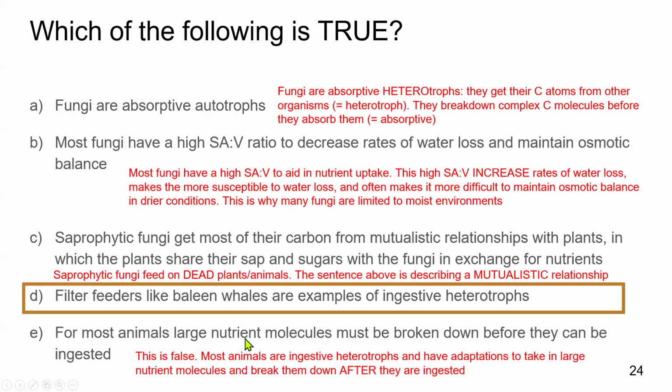Most molecules can be ingested, and then once they're ingested, they get brought down into the stomach, and that's where they get broken down and eventually absorbed in the small intestine. Any questions about any of this so far?